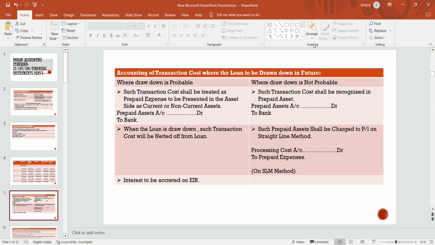But when the probability is high, that is, it is highly probable that they will draw the loan, then such transaction cost is to be reduced from the value of the loan when it is actually drawn. But when the probability is not there, though the loan is sanctioned, then such transaction cost will be recognized as prepaid asset, and it should be charged to P&L on SLM basis every year as processing cost account debit to prepaid expense. So in this way the accounting is to be done.